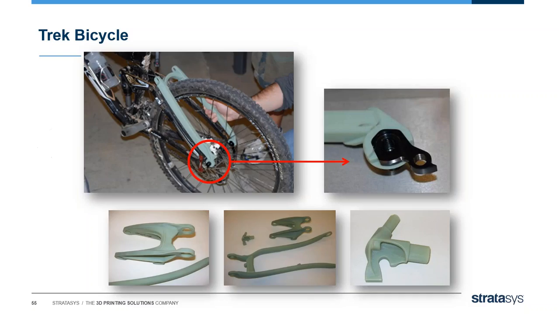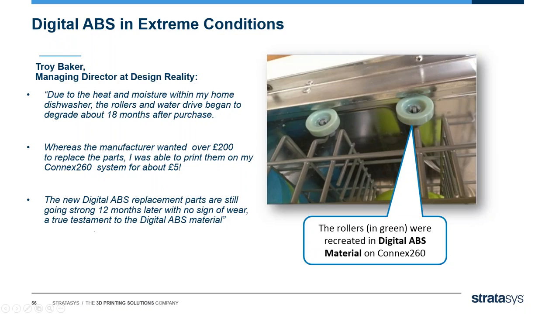At the end, we're coming to some success stories of digital ABS. You can see here Trek Bicycle, a US company producing and developing bicycles. They use digital ABS for prototypes and first trial parts. As you can see here, all the mechanical parts are printed in digital ABS and running well.